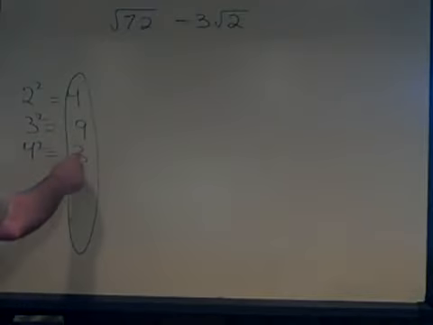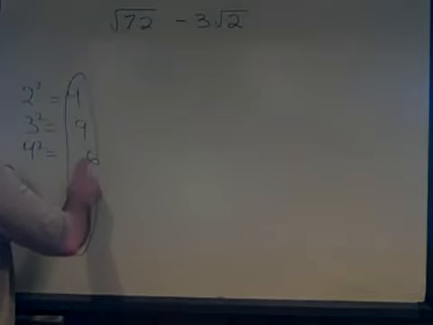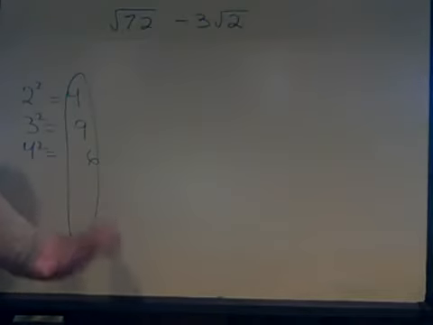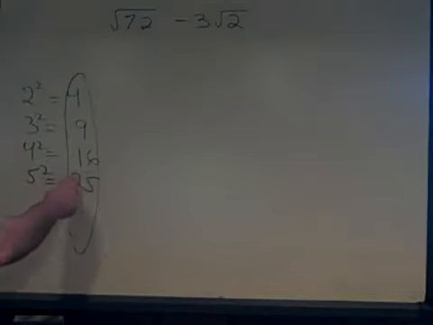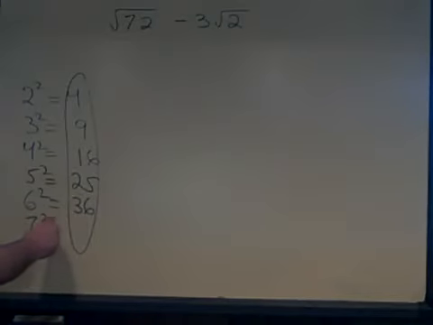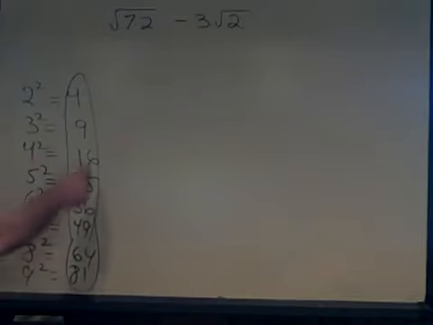4 squared is 16. 5 squared is 25. 6 squared, 36. 7 squared, the number 49. 8 squared is 64. And 9 squared is the number 81. You know the square roots of all of the numbers that I have circled.